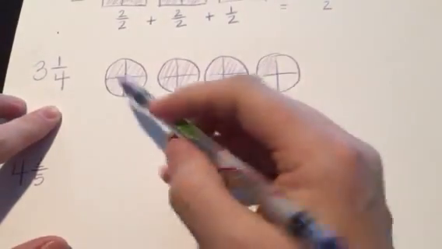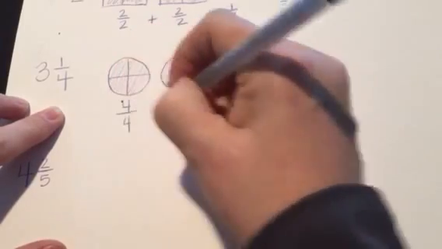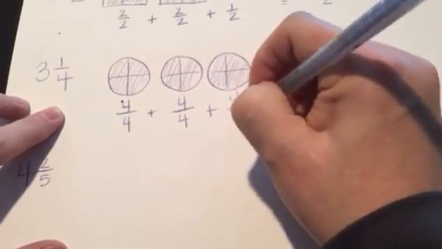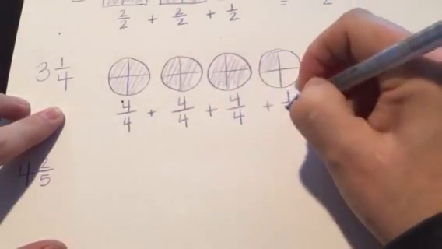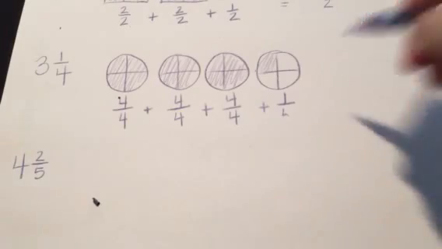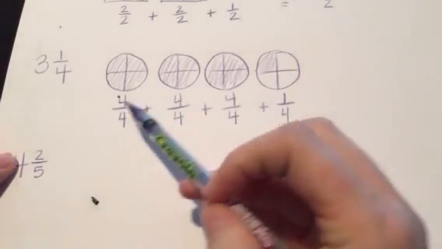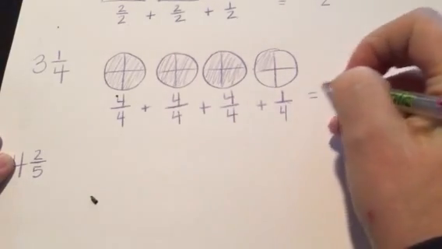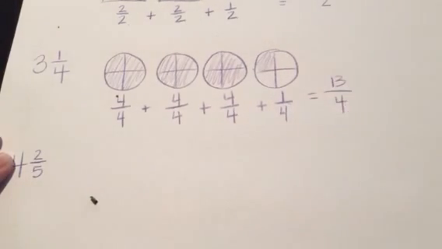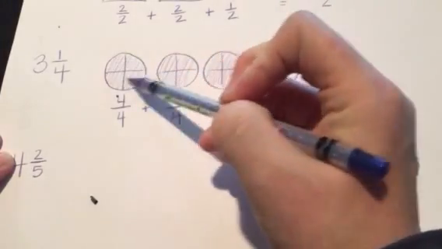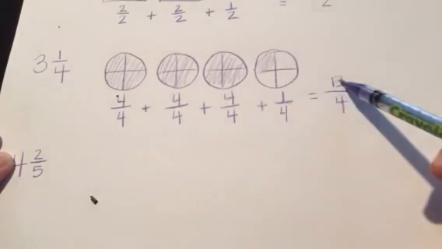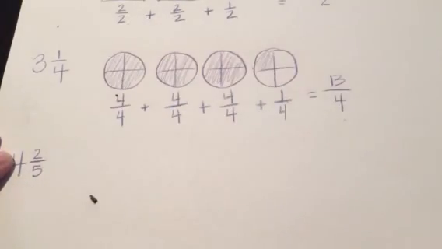If we do the same thing that we did above by looking at each picture individually, we have 4/4 here, plus another whole, which is 4/4, plus another whole, which is 4/4, plus 1/4. So we have 4, 8, 12, 13 fourths. And we could count those up and again see 1, 2, 3, 4, 5, 6, 7, 8, 9, 10, 11, 12, 13. So 13 fourths is the same as 3 1/4.